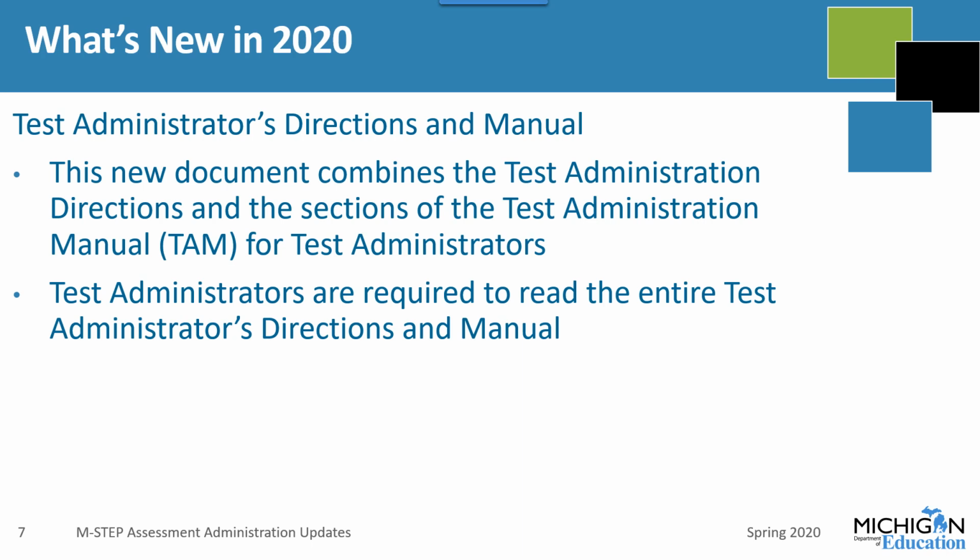In the past, test administrators have been required to read certain sections of the Test Administration Manual, or TAM, as well as the entire test directions document. To simplify this process and to be clear about what test administrators need to know, all of the information that test administrators need from the TAM is now included in the Test Directions and Manual document. Test administrators are no longer required to read portions of the TAM. They are now required to read the entire Test Administrator's Directions and Manual for the tests they will administer.